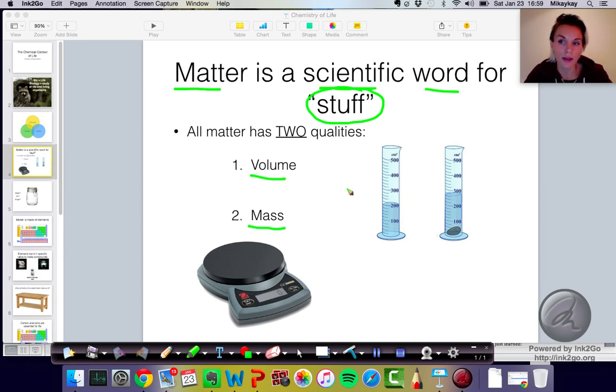So if we're considering something, let's say we are considering this pen that I have right here, right? The question is, is it matter? Well, does it have volume? What does volume mean? We're not talking about sound. We're not talking about how loud your music is. We're talking about if something takes up space. So volume means to take up space. Okay, so how much space something takes up, right?